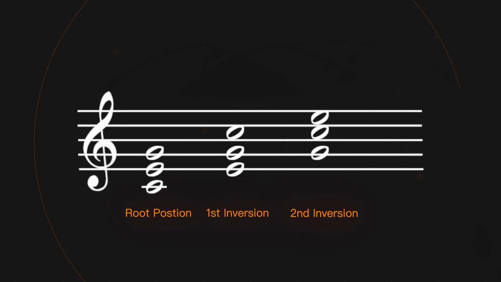Now, let's take a look at the topic of inversions. The theory of inversions is very simple as well, and you just need to keep a few points in mind. The best way to explain this concept is to show you. So, since a triad consists of only 3 notes, there are exactly 3 ways to organize it. In music theory, we always refer to the lowest note to determine whether a triad is in root position, first inversion, or second inversion. In root position, the lowest note is the root note. That's the definition of root position.